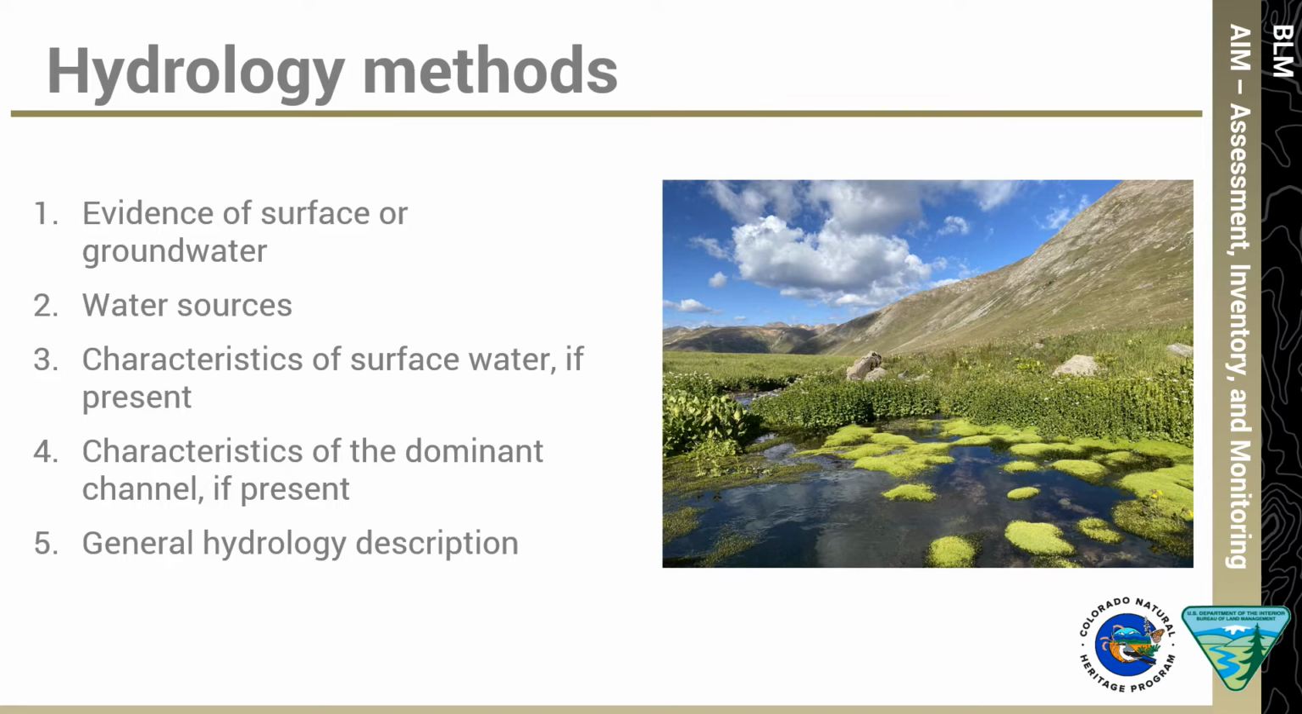Hydrology information is collected in all riparian and wetland AIM monitoring plots. Data collected include evidence of surface or groundwater, dominant and supplemental water sources, characteristics of surface water if present, characteristics of the dominant channel if present, and a general hydrology description.